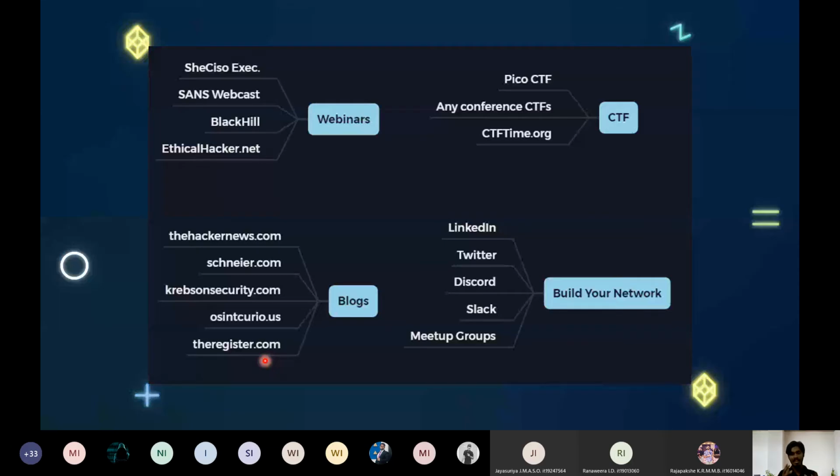How do you find these blogs? I'll tell you that also, because I've just given small information here. I'm just telling you all to go and Google this, go and Google this. But I'll be sharing some ways for you to find these also.